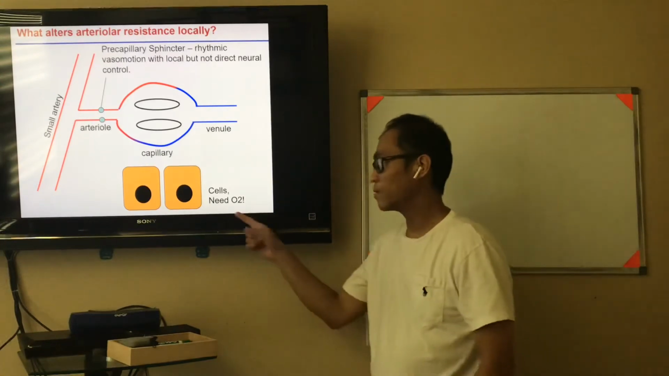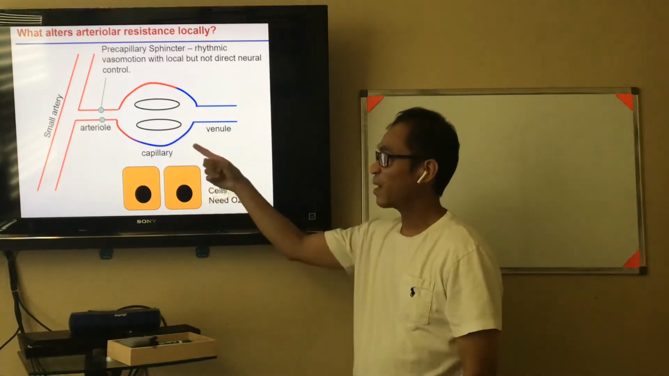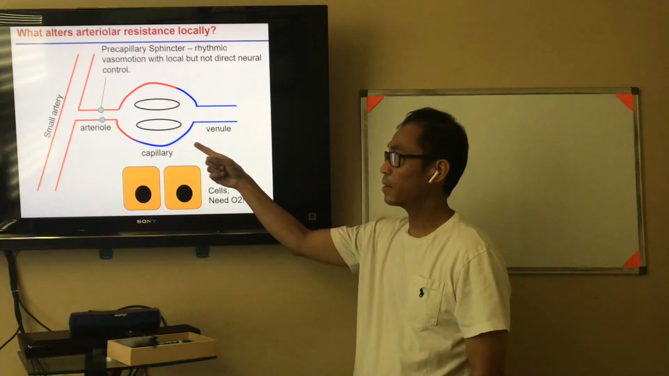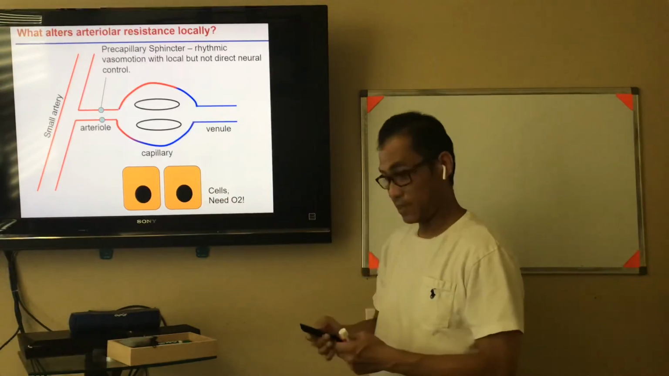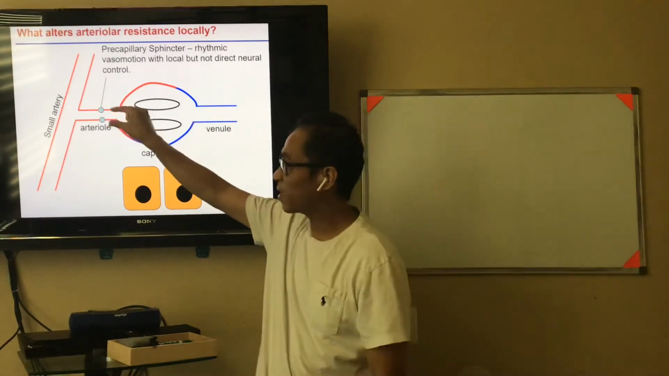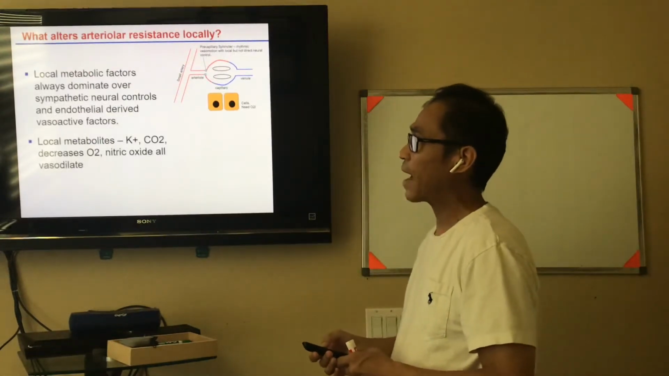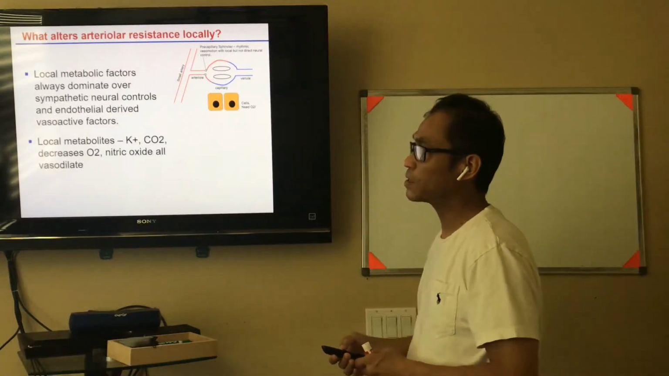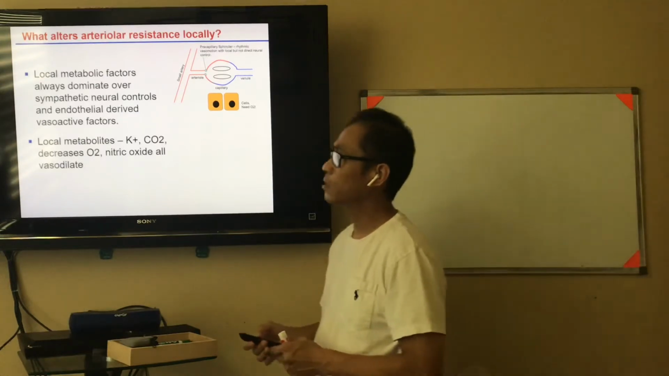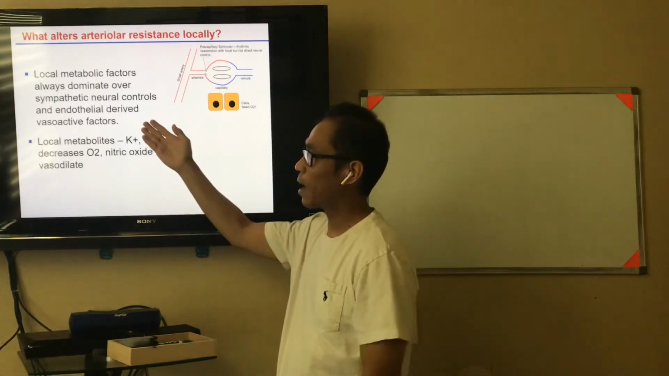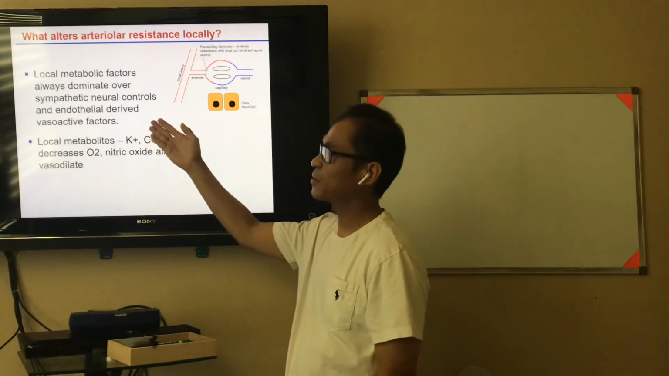So remember, these cells need O2. So you've got to let oxygen in, blood in, so the oxygen can get to the cells that need it. And so you kind of self-regulate. Local metabolic factors always dominate over the sympathetic neural controls and other endothelial-derived vasoactive factors.